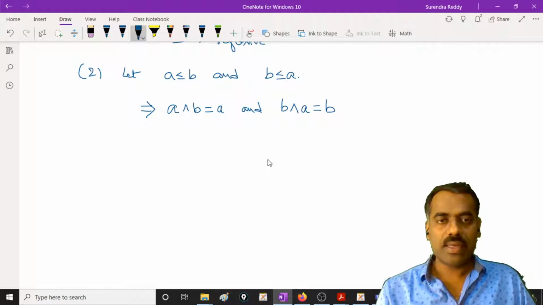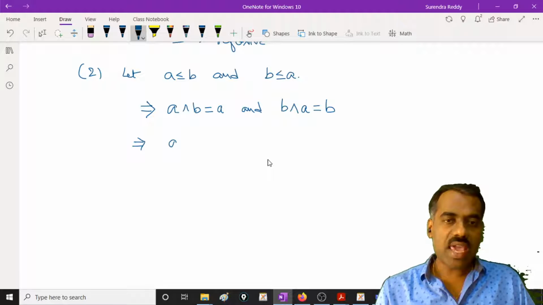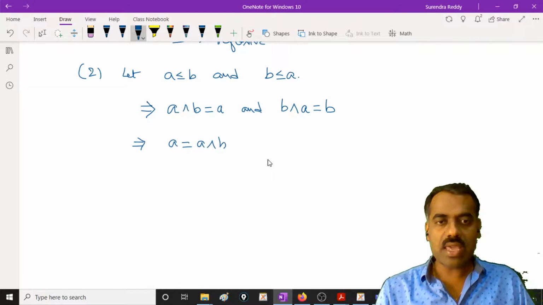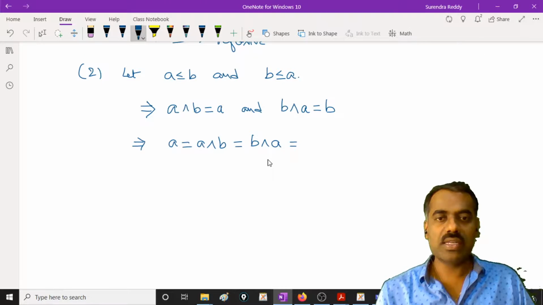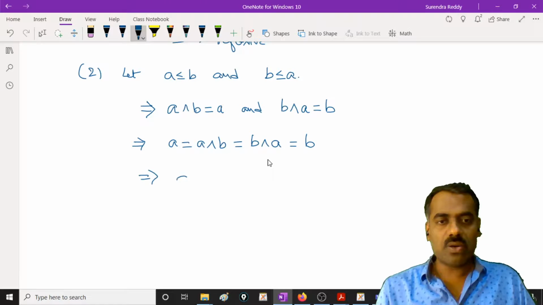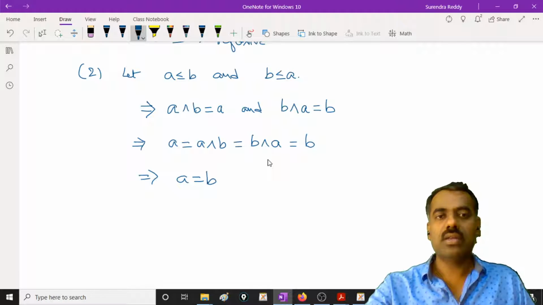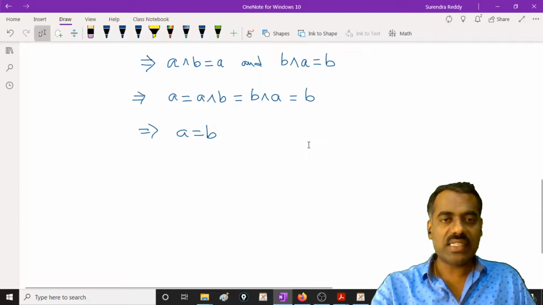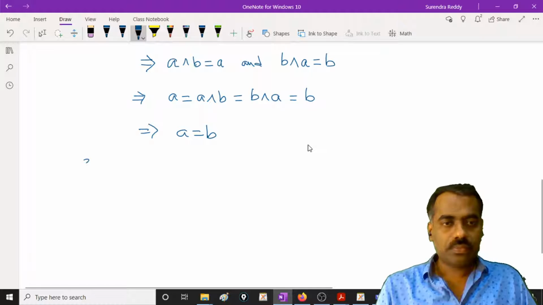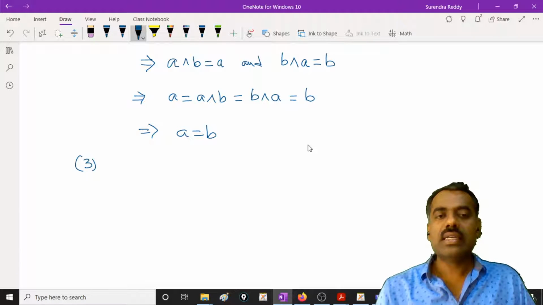Are you following? Now, we know that our lattice, our algebra, is a lattice, so it is commutative. So A is equal to A meet B, but A meet B is the same as B meet A because of commutativity. But B meet A is the same as B. This shows that A is equal to B. Is this clear? That proves antisymmetry. The next one is transitivity.